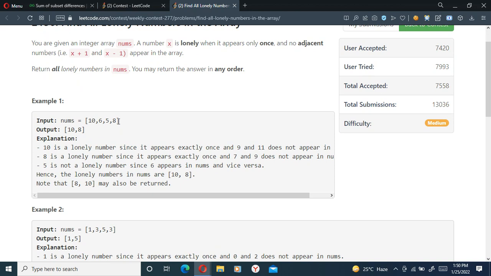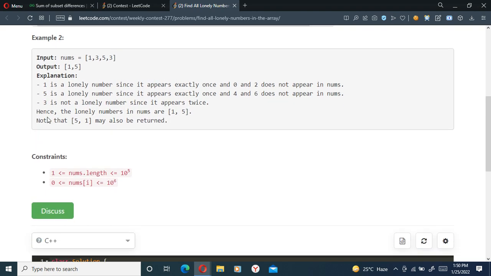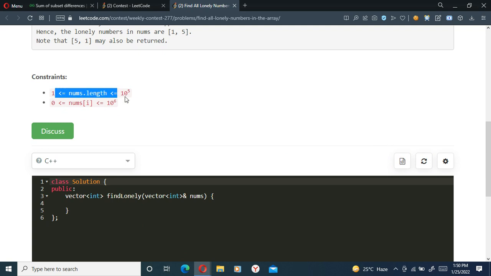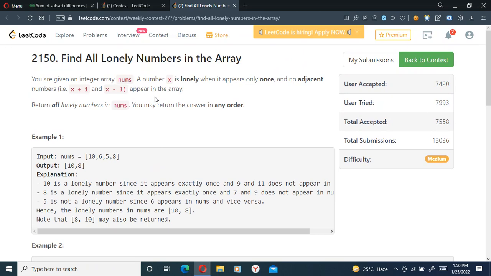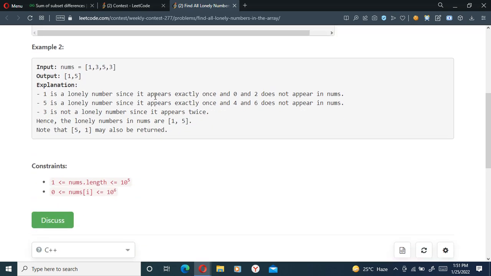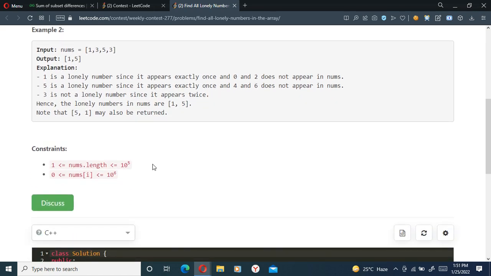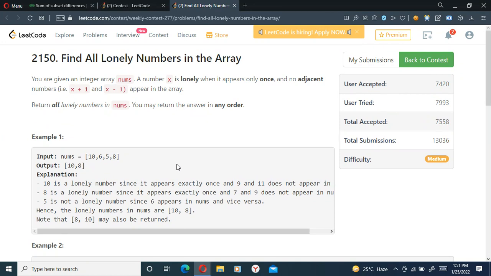Let's see. 10 is lonely since 9 is not there and 11 is not there. 8 is a lonely number because 7 is not there, and 9 is also not there. Okay, nums dot length is 5. So I just need to find out the numbers. Clearly a brute force won't work here, obviously.